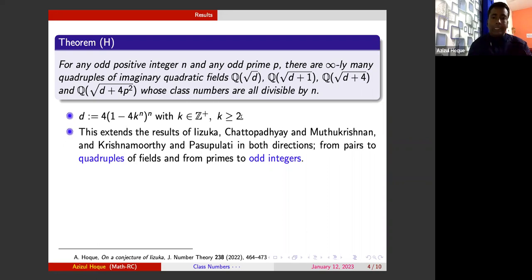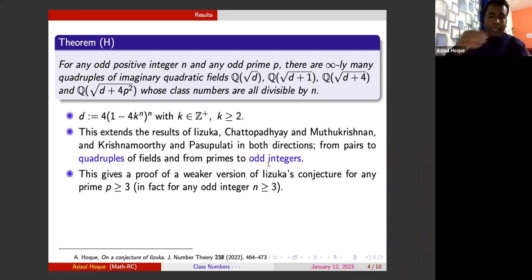Now, this extends the result of Iizuka and Chattopadhyay and Muthukrishnan, as well as Krishnamurthy and Pasupulati, in two directions: one from these pairs to quadruples of fields, and the second direction is from primes to odd integers. This gives a proof of a weaker version, in the sense that n is equal to 1. So only for one pair it gives a proof of Iizuka's result.